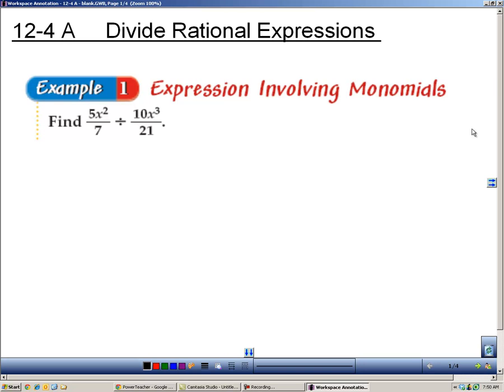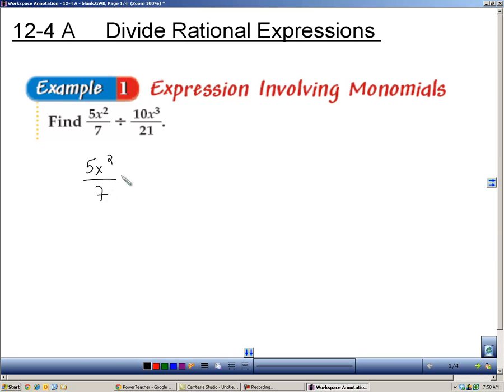Section 12.4a is about dividing rational expressions. When we have two expressions here that are being divided, typically we don't like to divide by fractions. So what we can do is take this second fraction and flip it and turn it into a multiplication problem. That's called multiplying by the reciprocal.